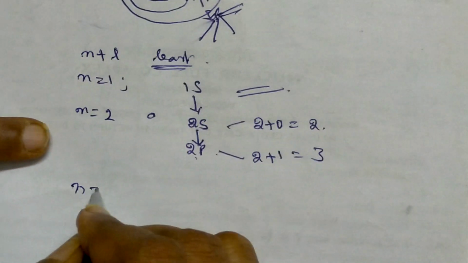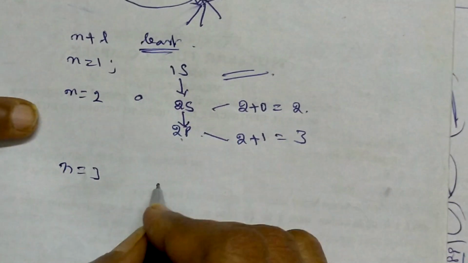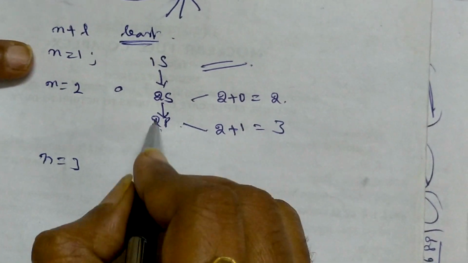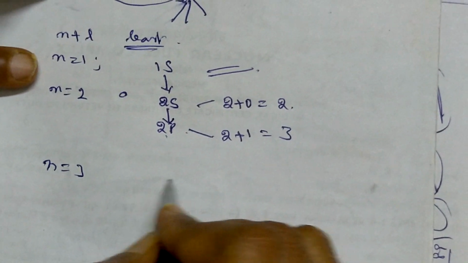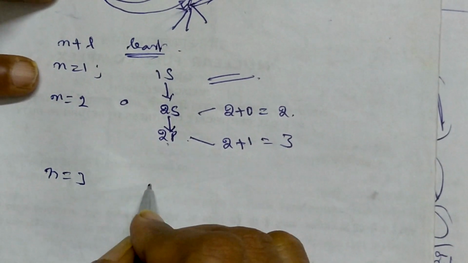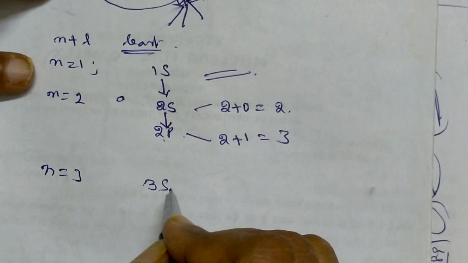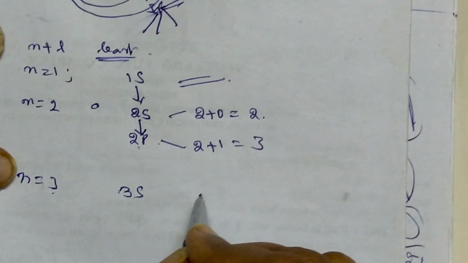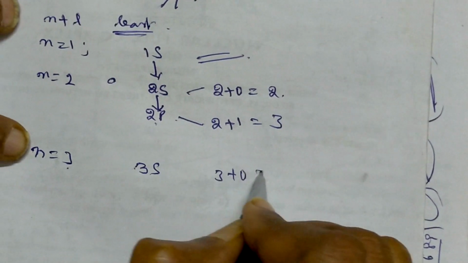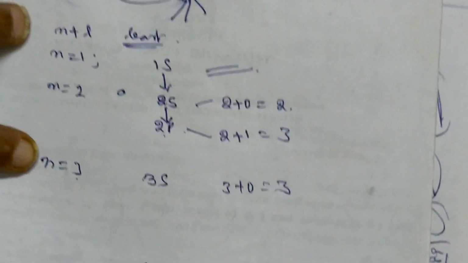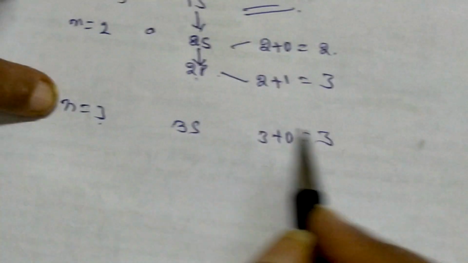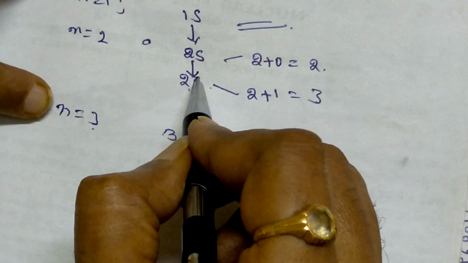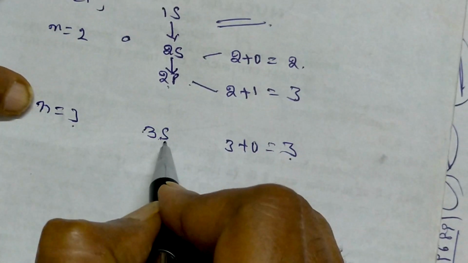In the case of N equal to 3, we have seen 1s, 2s, 2p. Then 3s or 3p, which one? Again the same rule: 3s will come first. Why? Because N equal to 3, L equal to 0, so it is 3 plus 0 equals 3. Now you may have one more confusion. This is also 3, this is also 3. So whether 2p is lower or 3s is lower?